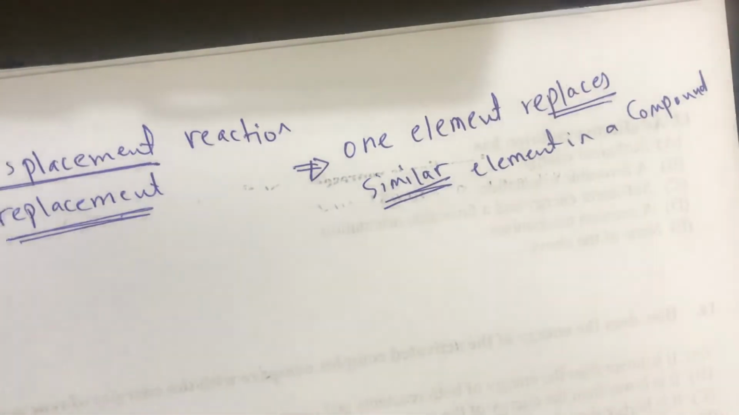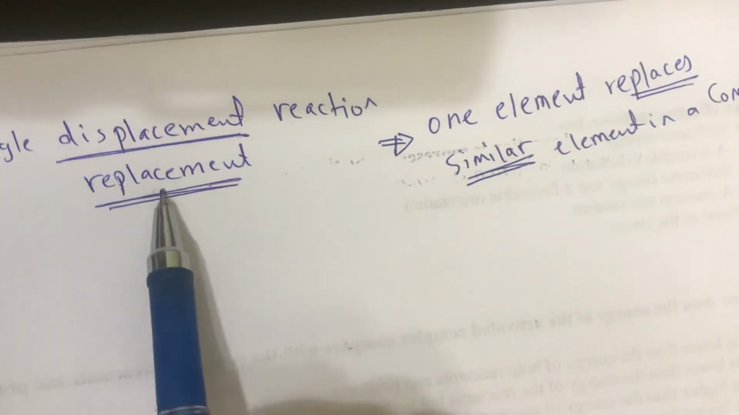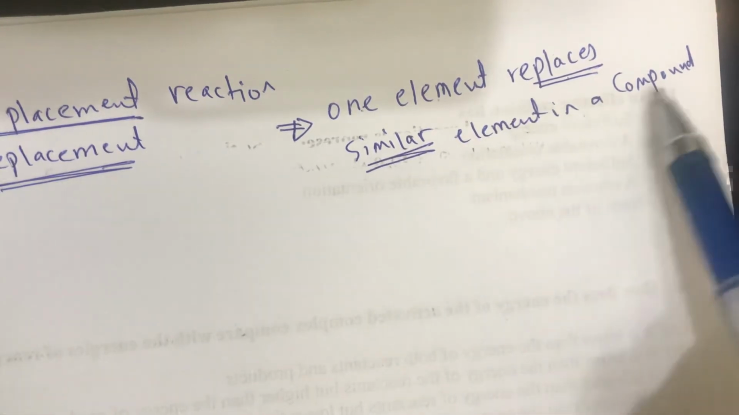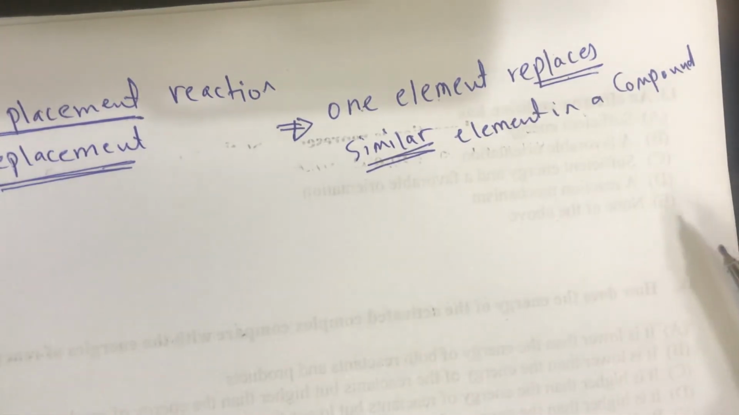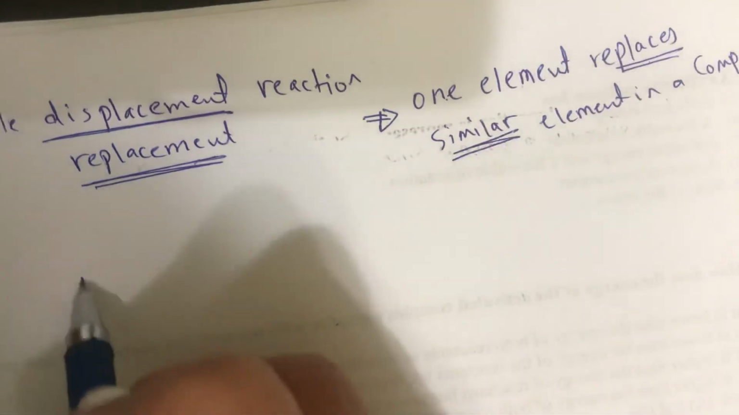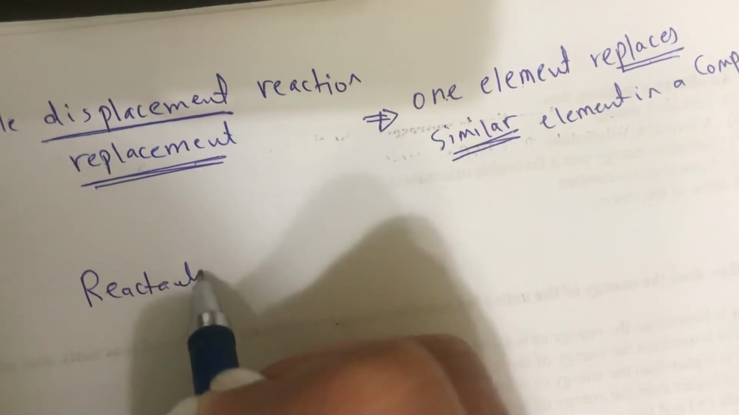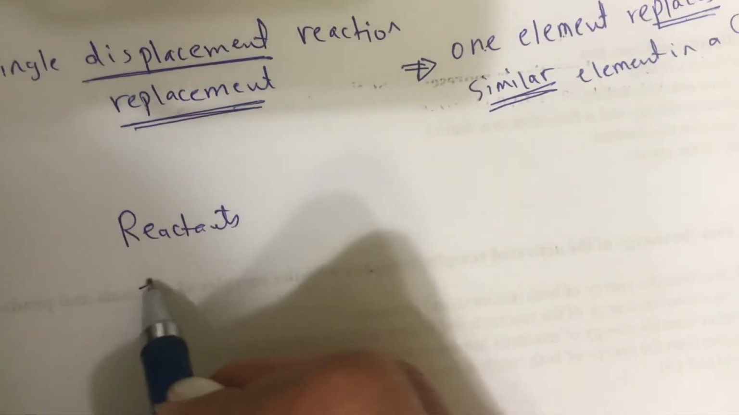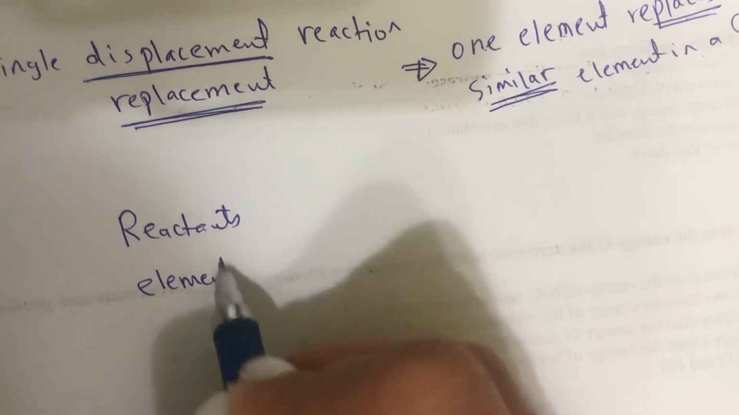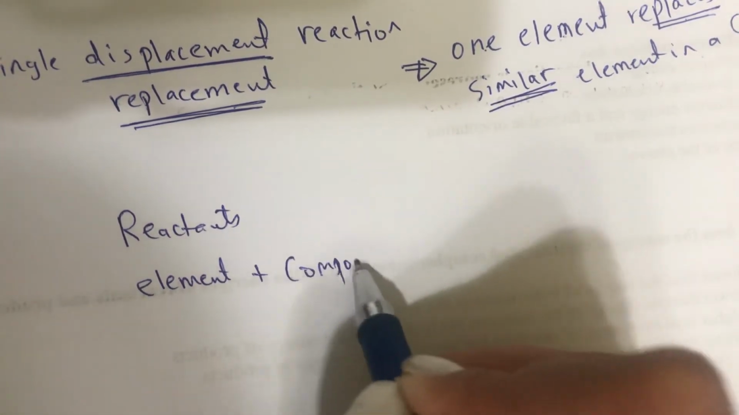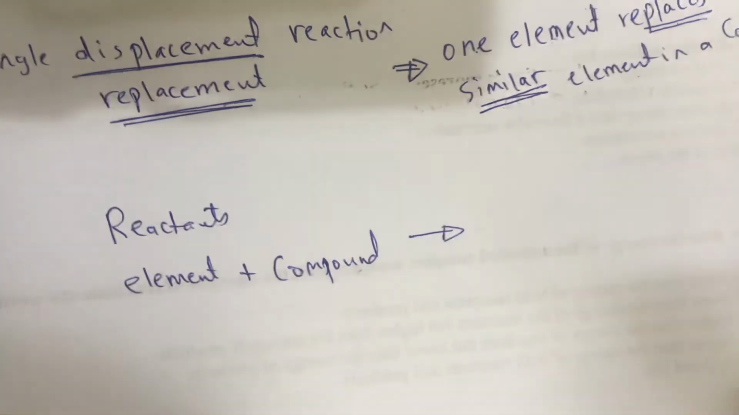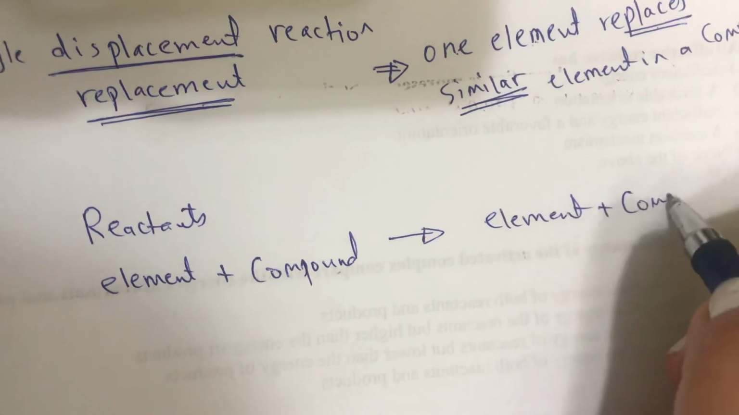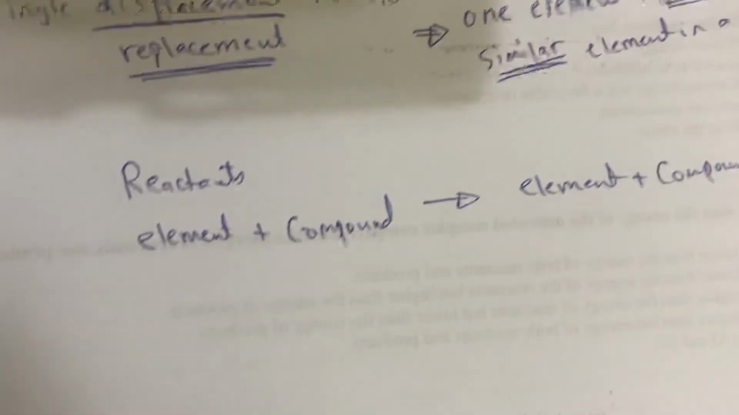So, displacement means replacement, which means one element replaces a similar element in a compound. So here, the reactants are an element and a compound, and the products are an element plus a compound. So what happened in this reaction?